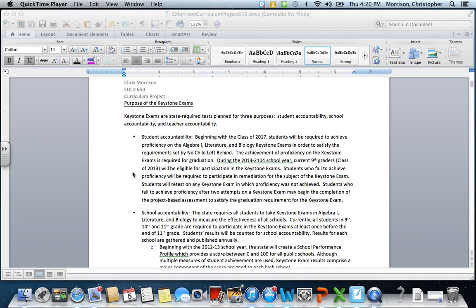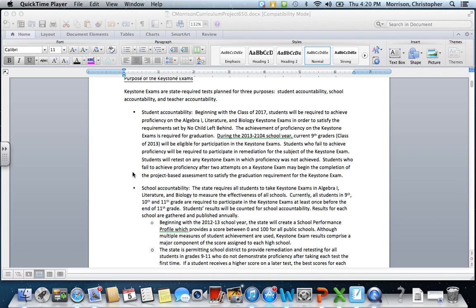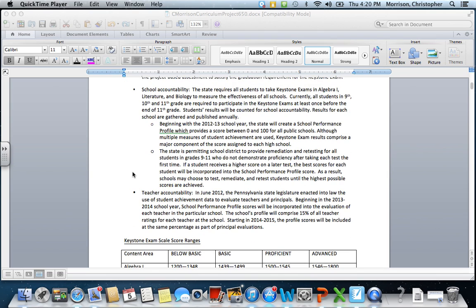I began with the purpose of the Keystone exams. And as part of the purpose, there were 3 purposes: student accountability, school accountability, and teacher accountability. Everybody in a school district is now being held accountable to Keystone exams. And through summarizing what students are accountable for, schools are accountable for, and also what teachers are accountable for, it just helps explain what exactly the purpose of the Keystone exams are and how Keystone exams affect students, teachers, and schools.